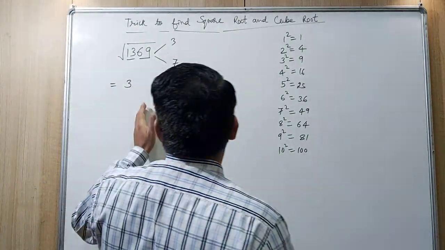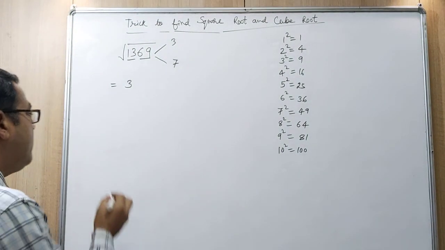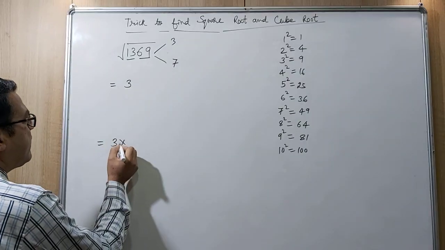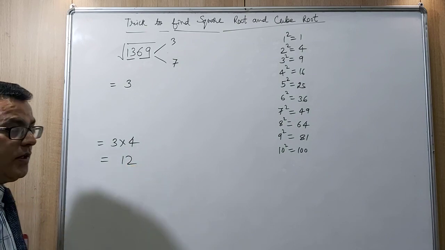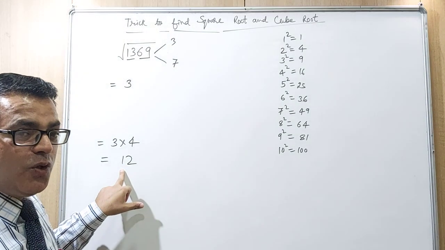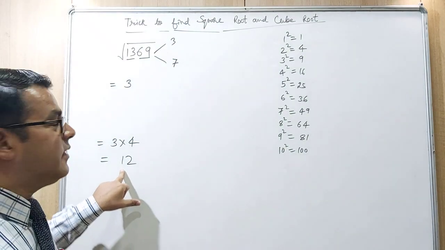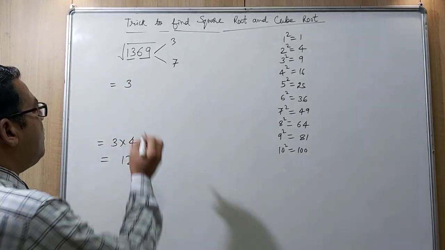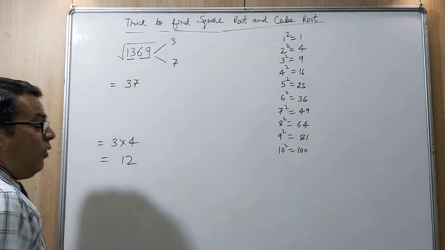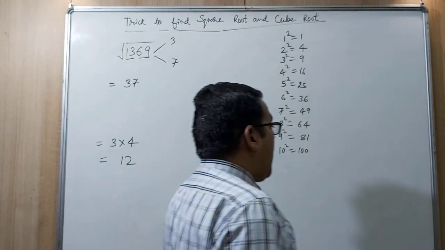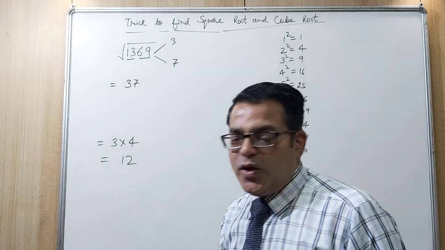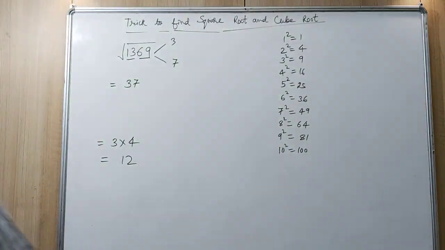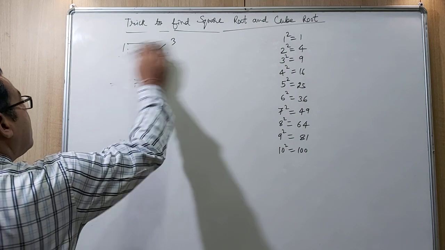And the second we need to decide. How can we decide? Simple. 3 and the successor of this 3, that is 4. So 12 we have here. Now you can see this 13 is greater than this 12, so we need to take the higher value since it is greater. So the greater value, 7, we can take. So the square root of 1369 is 37. Hope you understand, guys. One more example I am taking here.